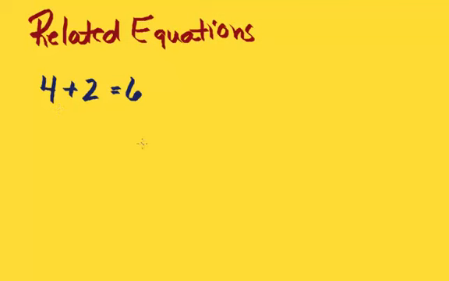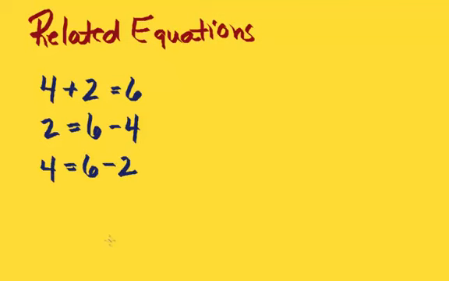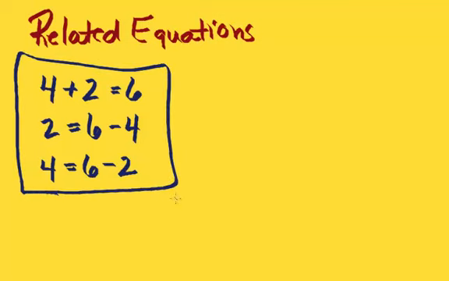4 plus 2 is equal to 6. How can we rewrite that? We could say that 2 is equal to 6 minus 4. We could also say that 4 is equal to 6 minus 2. So there's different ways that we can rewrite that. And whenever we look at these numbers that we are very familiar with, we've been working with these since probably kindergarten. We can look at these numbers here and it makes a lot of sense to us.